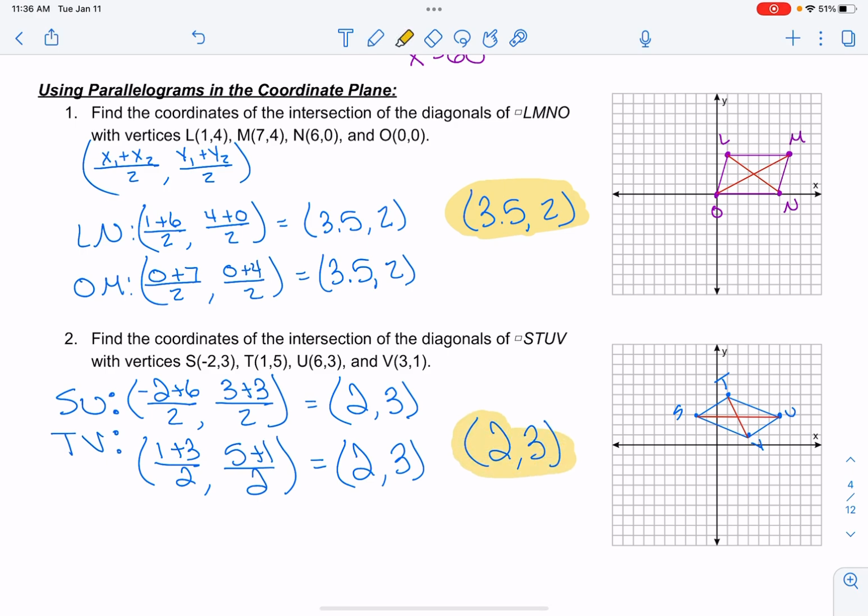All right, and so our point of intersection for our diagonals did match. It is at (2, 3). And if my lines were a little bit better, you'd be able to kind of see that over here too, that would be at that spot. Okay, so that is our lesson.